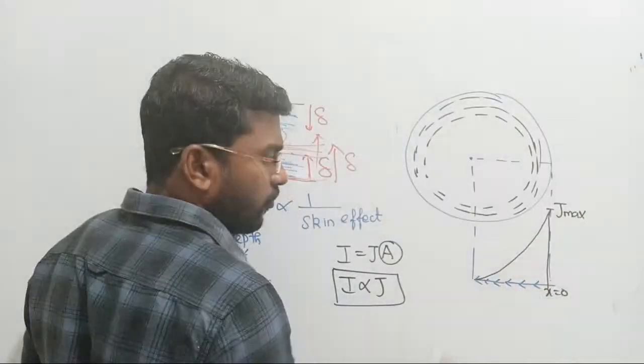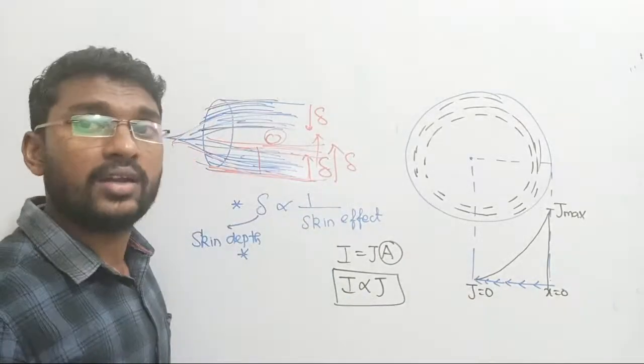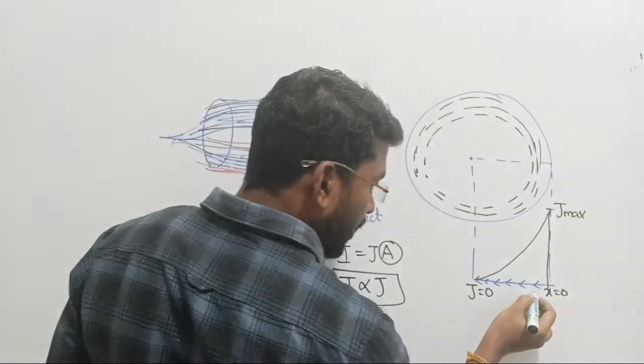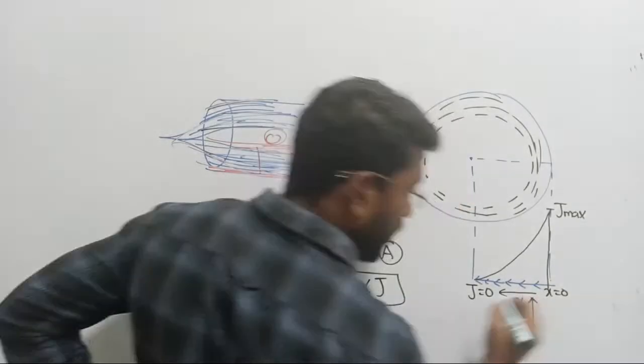It is an exponentially decaying curve, but I have drawn it for current density. Finally, current density will become zero, right? So we keep on seeing, I am increasing the distance, x keeps on increasing.